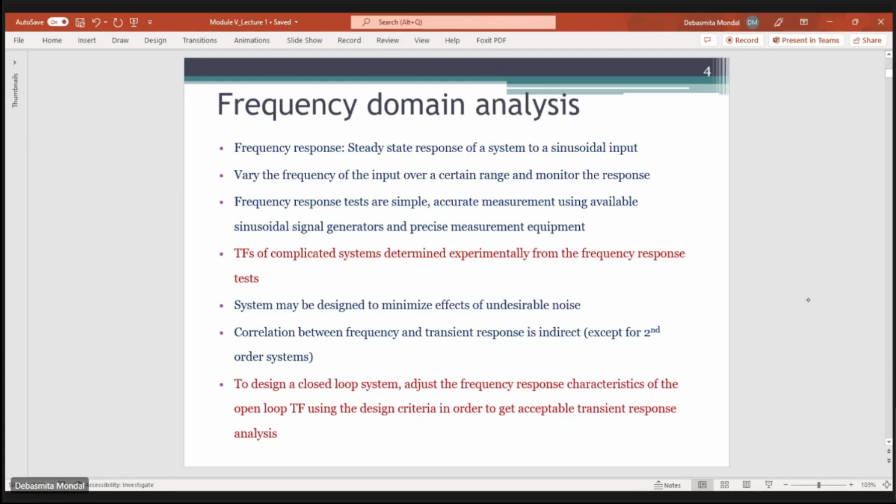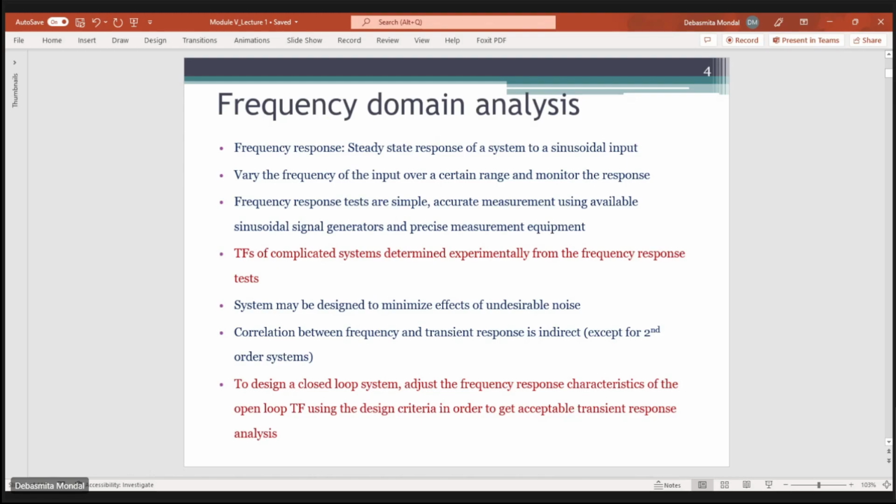Another advantage of using frequency response is that the system may be designed to minimize the effects of undesirable noise. You can find out where the noise is and how to design your system to reduce the effect of the undesirable noise in it.